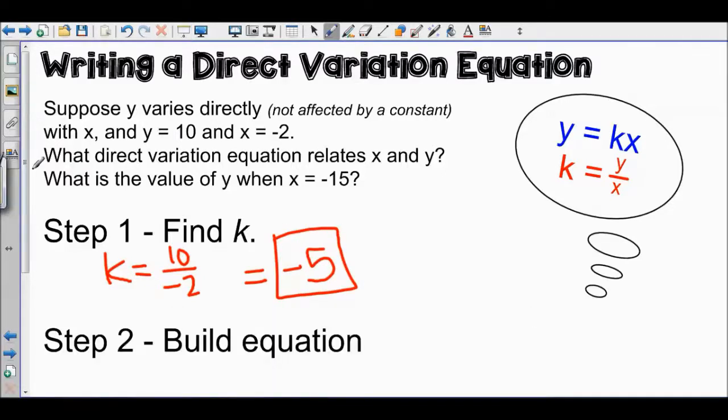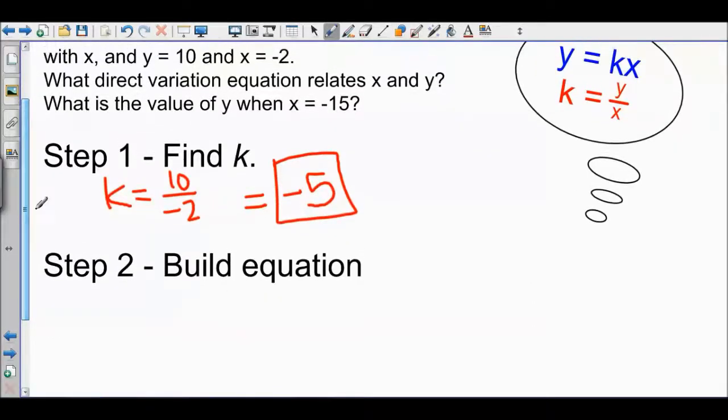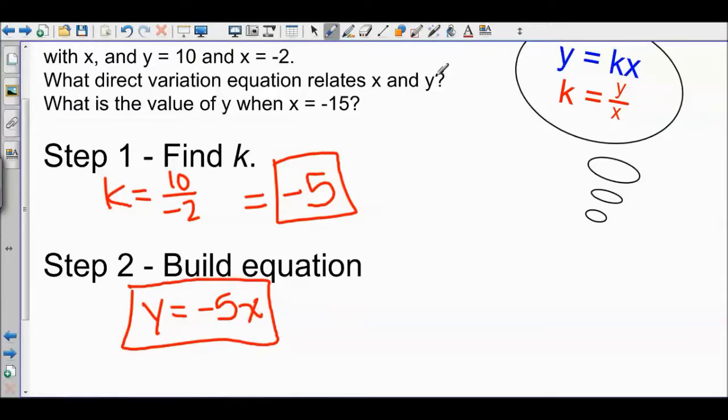Then I just need to build the equation. I need to plug that in there. So my equation will be y equals negative 5x. There's my equation. So that takes care of this first question, what's the direct variation equation?